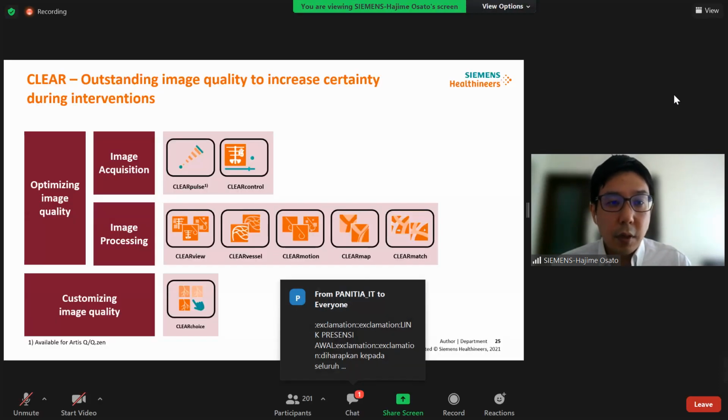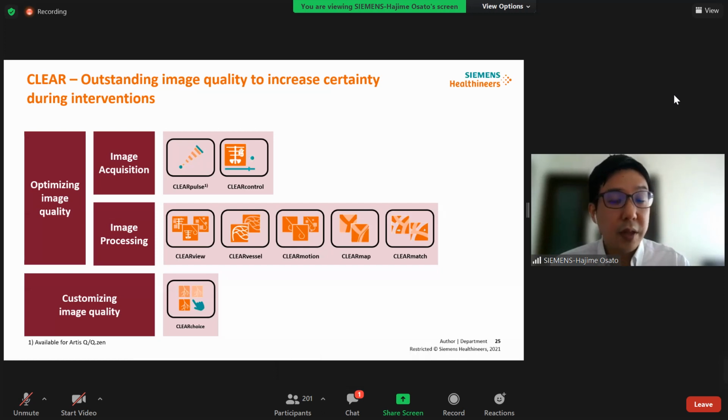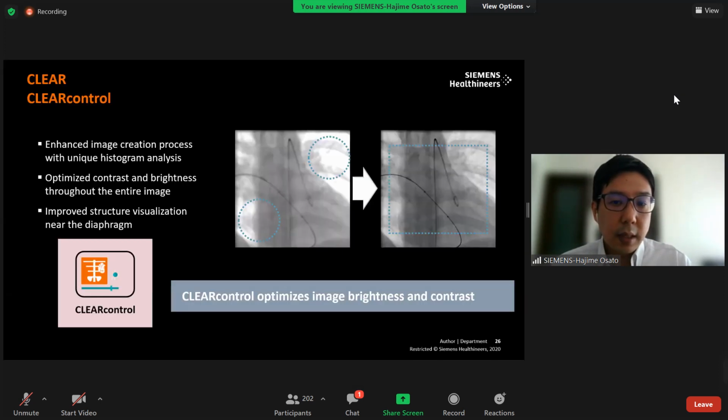All right. So next is Clear. This technology provides better image quality even with low dose, in terms of image acquisition and image processing. All right, so I introduced two of them. The first one is Clear Control. It works for optimizing image contrast and brightness by unique histogram analysis.